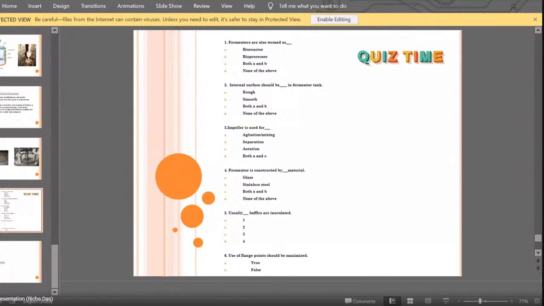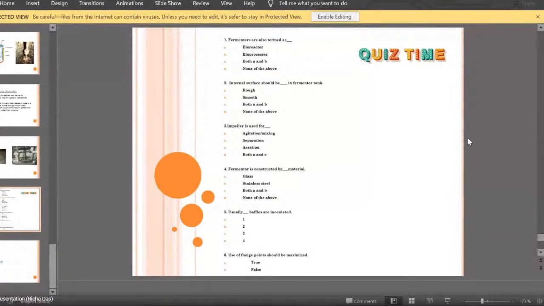So moving to the answer. Fermenter is constructed by dash material. The answer to this question is stainless steel, because fermenters are the large bodies which are used in industries. If anytime you visit Amul industry, which is in Gujarat here, or Coca-Cola industry, which is also in Gujarat, I have visited these two industries, and what I have seen is all the fermenters are made up of stainless steel only. It is only the lab scale fermenter that is made up of glass. So the answer to this question is stainless steel.